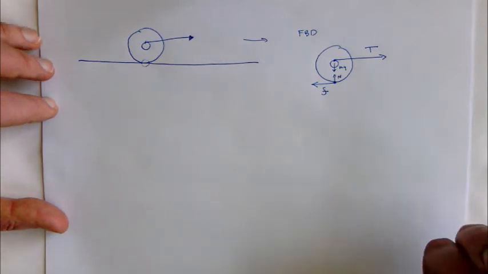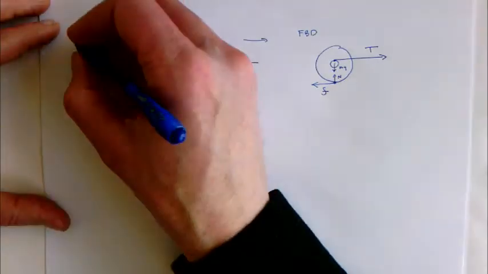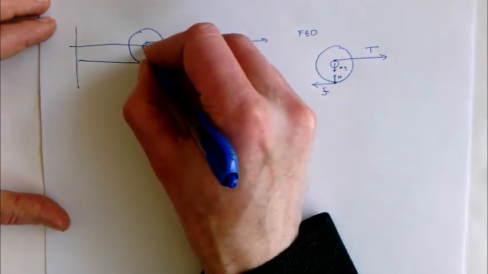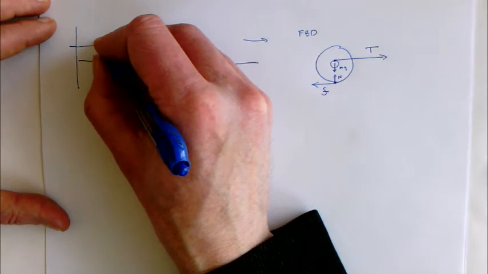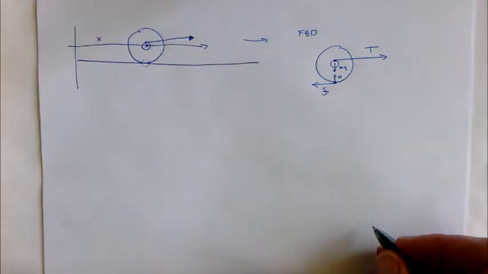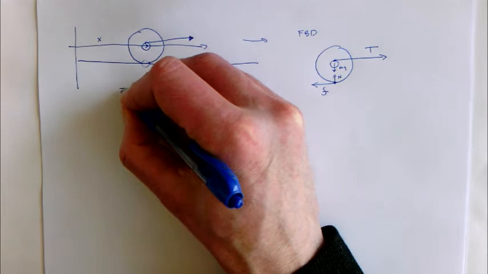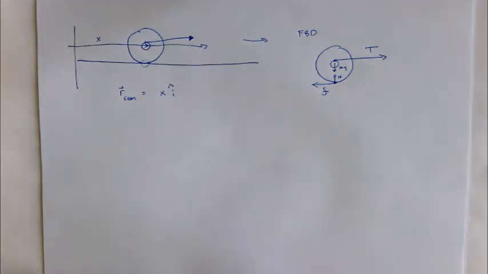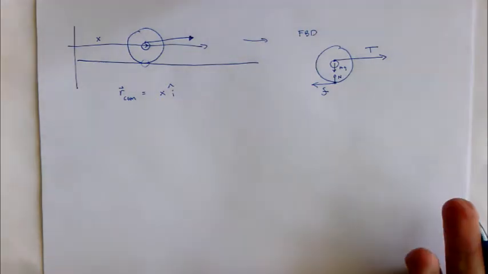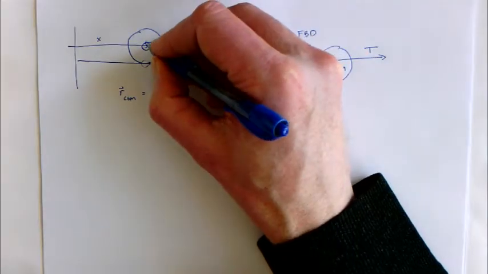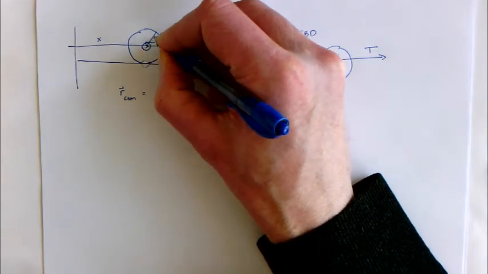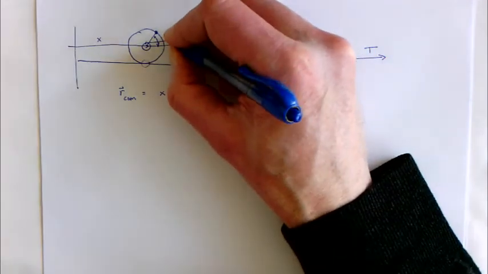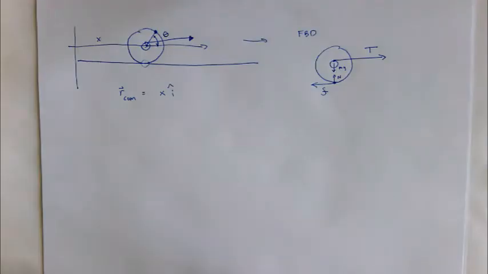Let's think about what the state variables are for this system. Well, pretty clearly it only can move in the x direction. So one quantity of interest might be the position of the center of mass, which I'll call x. So I could say my position vector for the center of mass is simply x in the i-hat direction. But it's also going to be rotating, right? And so you can imagine that at any given time, if I imagine putting a dot on the yo-yo, there's some angle theta that's the yo-yo's current angular state.